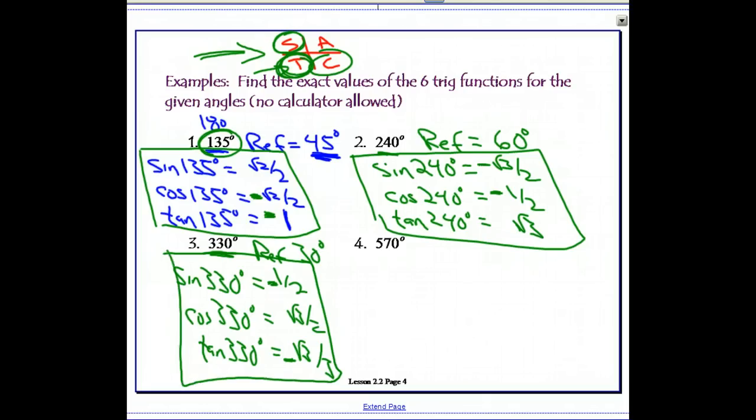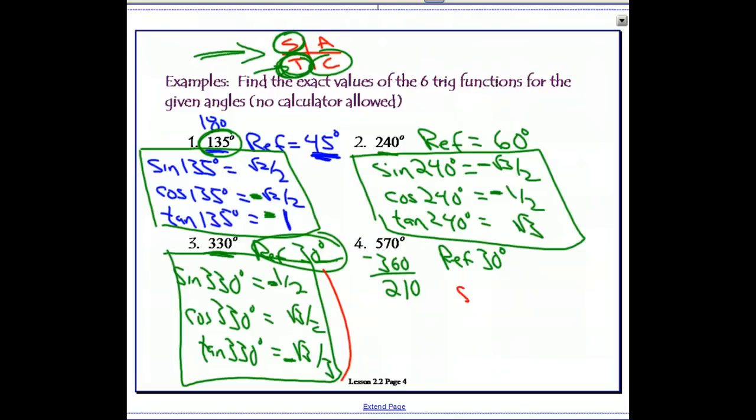Kind of a neat way to leverage your information. Okay, 570, too big. Take off 360. I'm down to 210. What's my reference angle? 30 degrees. Wait a minute. We just did that problem. Except 210, right here where the reference angle is 30 degrees. Except 210 puts us in the third quadrant. So I can take these exact same values right here because the reference angle is the same.